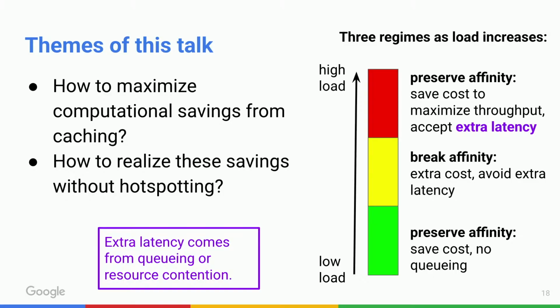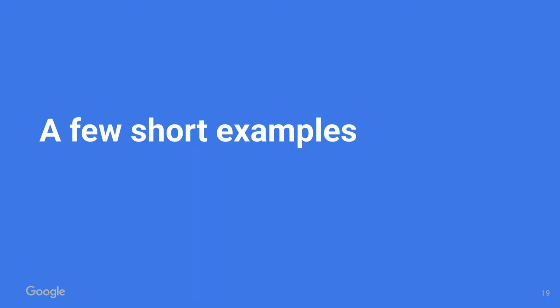So the themes of the talk are, I will say right now, we have not fully solved this. I don't think anybody's fully solved this. Maybe in certain cases we've solved it. In the web search case, I think we solved it pretty well. But this is a good open problem. I might even say $1 billion question, as you'll see in a bit. So the themes: how are we going to maximize the computational savings from caching? And then how do you realize these savings without the hotspotting? Okay, so that's the background.